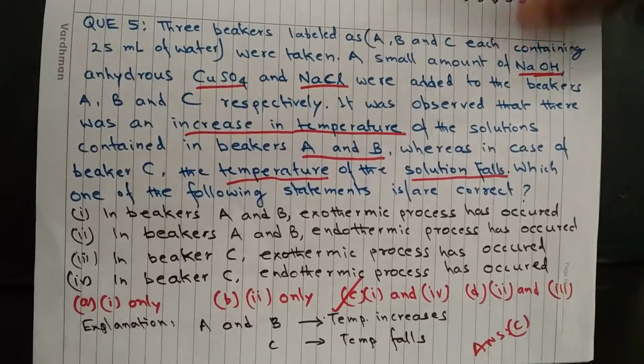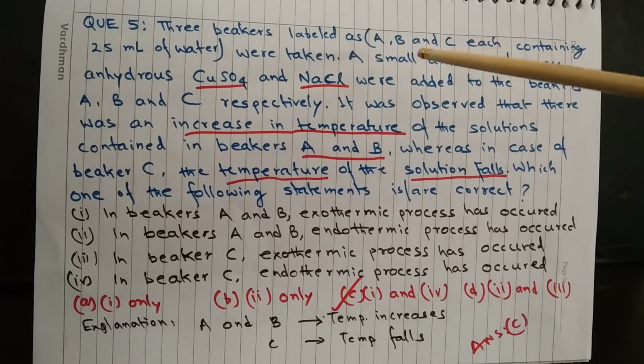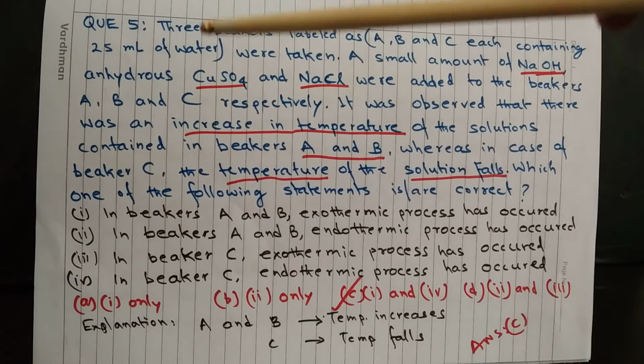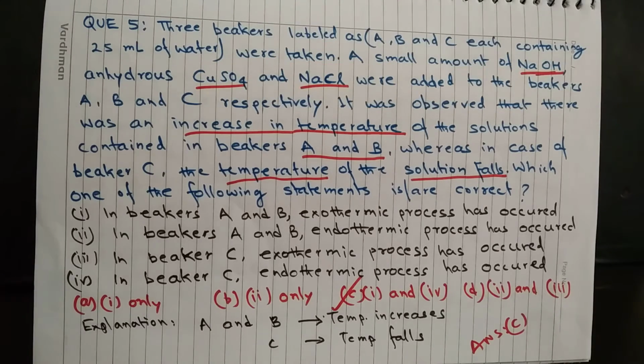Question 5. Three beakers labeled as A, B and C containing 25 ml of water each were taken. A small amount of NaOH, that is sodium hydroxide, anhydrous CuSO4, that is copper sulfate, and NaCl or sodium chloride were added to the beakers A, B and C respectively. It was observed that there was an increase in temperature of the solutions contained in beakers A and B, whereas in case of beaker C, the temperature of the solution falls. Which one of the following statements is or are correct?